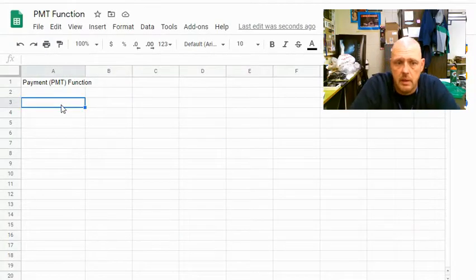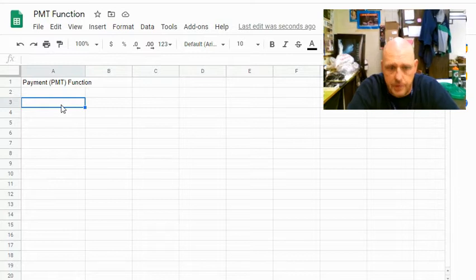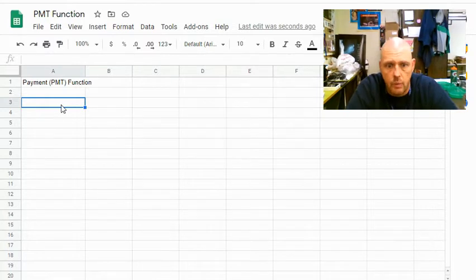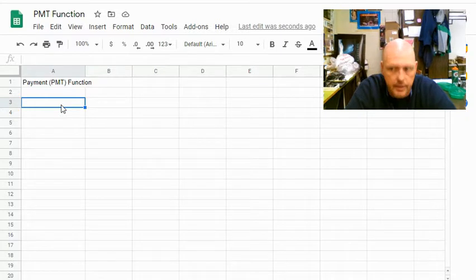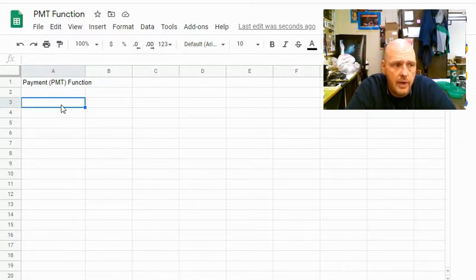We are taking a look at a payment function. Now, a payment function is a way to estimate or get an approximate loan repayment amount calculated. You could do this if you were looking to buy a car or a truck. It may also be used to purchase a home, right? And you're trying to figure out what your monthly payments would be.